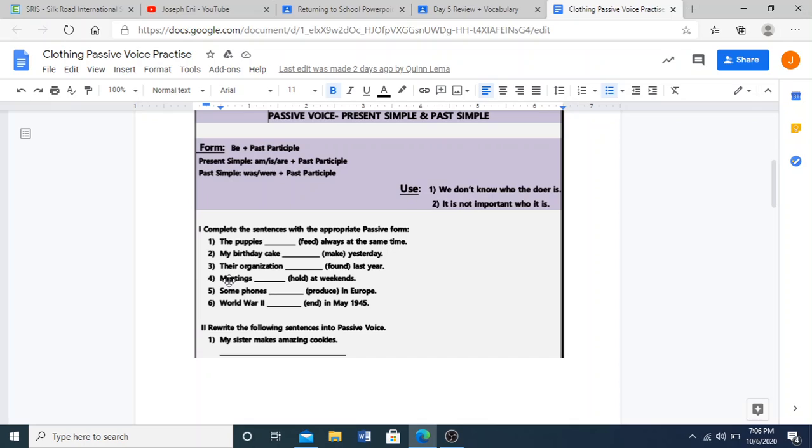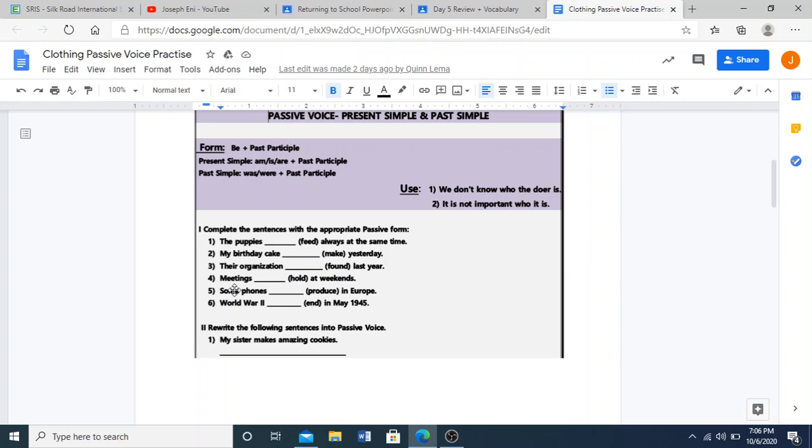Number 3: their organization found last year. So the verb here has already been changed into the past simple. You just have to put the form of be to make it correct. Therefore, the organization was found last year. The organization was found last year.